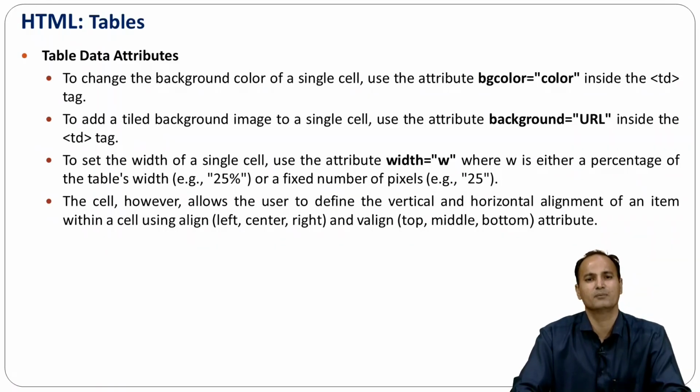To add a tiled background image to a single cell, use the attribute background equal to a URL inside the TD tag. To set the width of a single cell, use the attribute width equal to the specified value, where the value is either a percentage of the table's width or a fixed number of pixels. The cell also allows users to define the vertical and horizontal alignment of an item within a cell using the align and valign attributes.